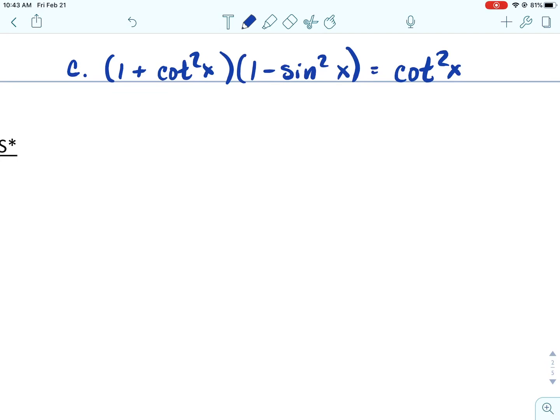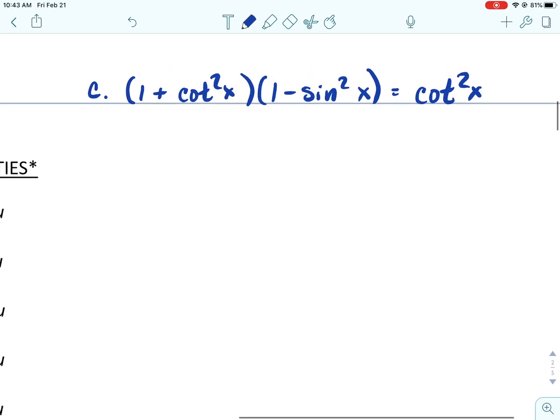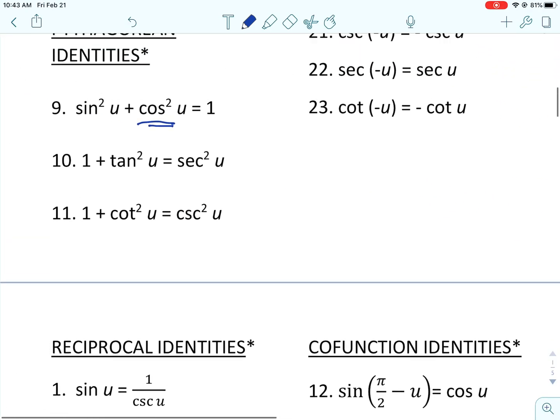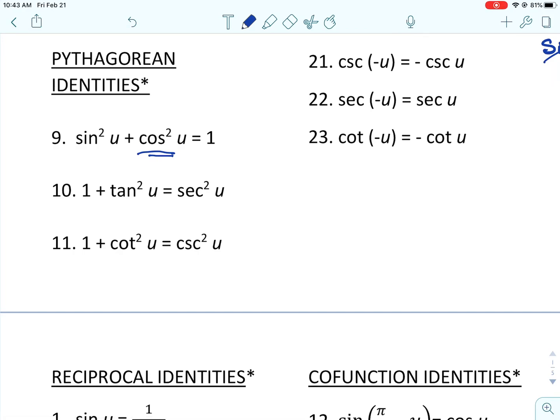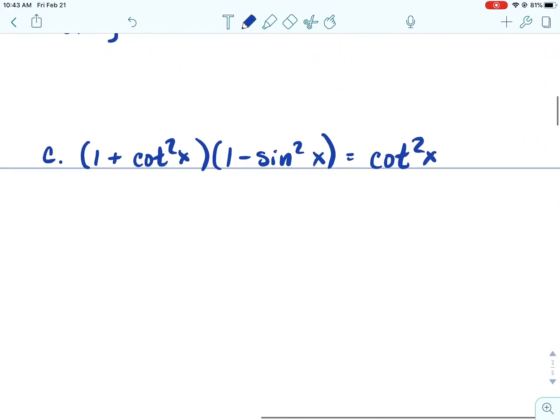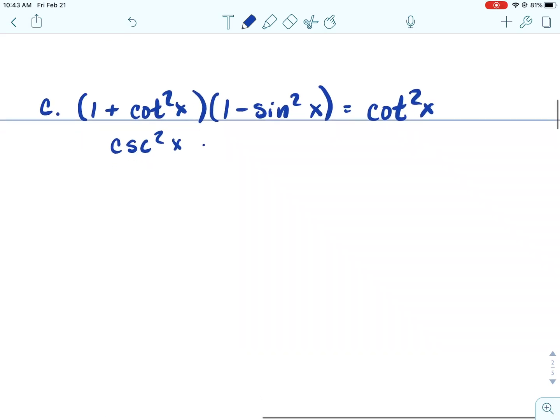So I'm hoping when you guys see the squared trig functions and plus 1 and minus 1 or 1 minus, that you look at your Pythagorean identities. So what does 1 plus cotangent squared equal? Cosecant squared. All right. And what about 1 minus sine squared? Cosine squared of x. Okay. So it already looks a little bit better.